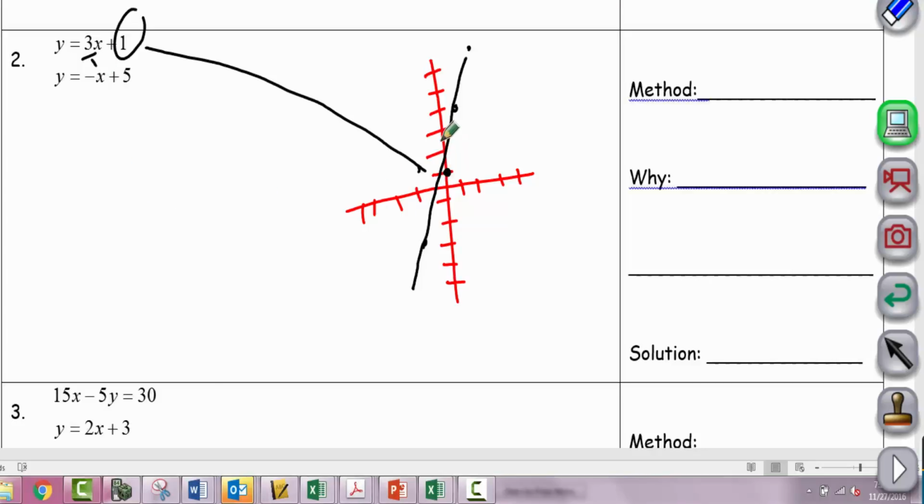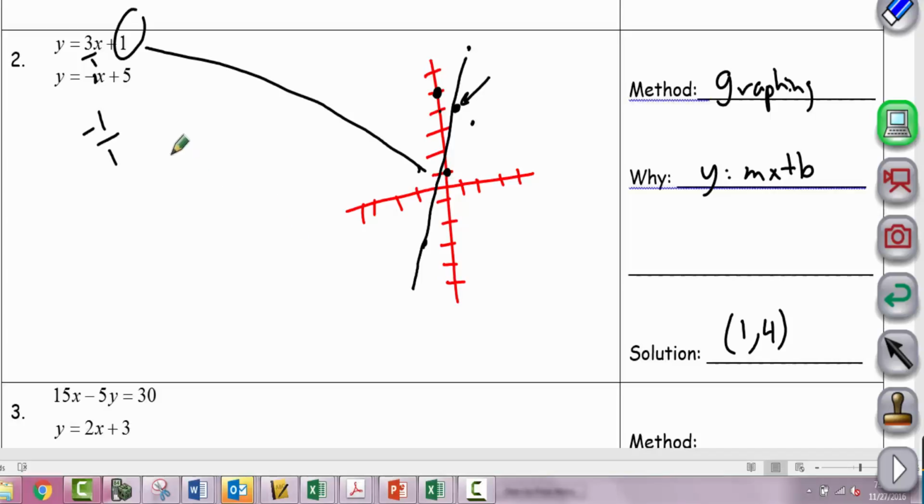The other point goes up 1, 2, 3, 4, 5. It has a -1 slope, so that -1 over 1 makes me go down 1 over 1. And now I can keep drawing this if I want to, but this point right here is the point that I'm looking for. And it's 1, comma, 1, 2, 3, 4. So it's 1, 4. And the method we use is graphing. And why? Because they were in y equals mx plus b form right off the bat.